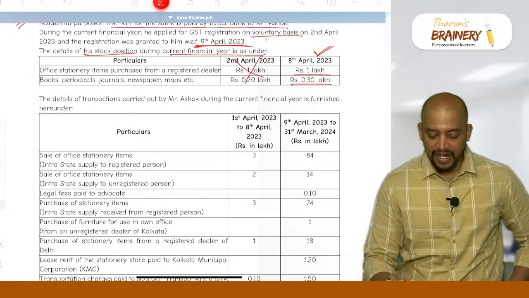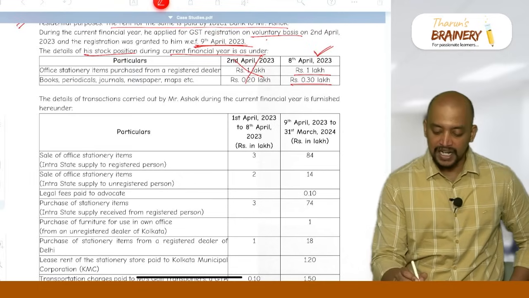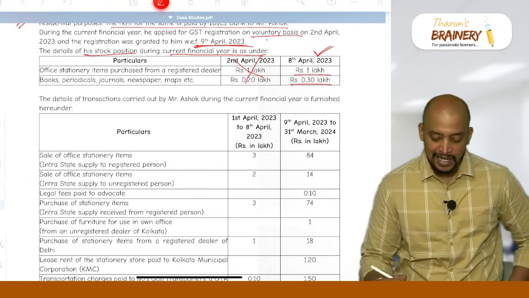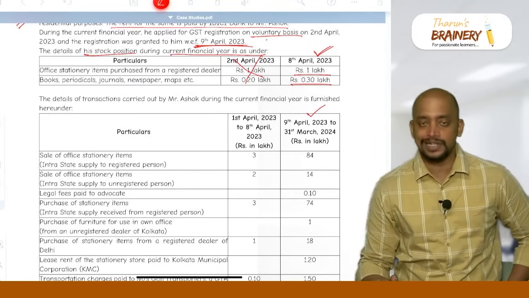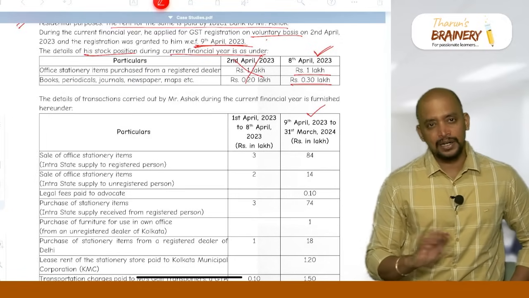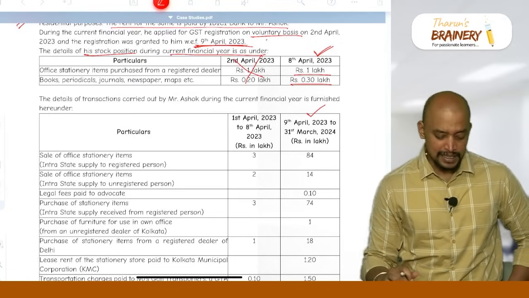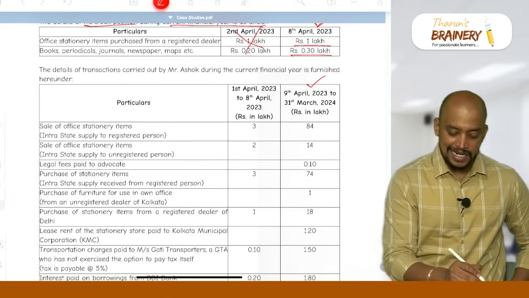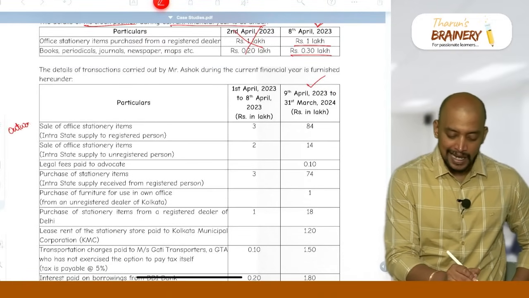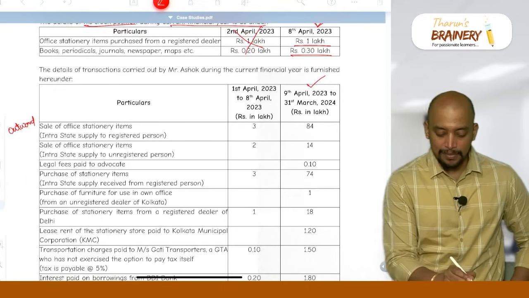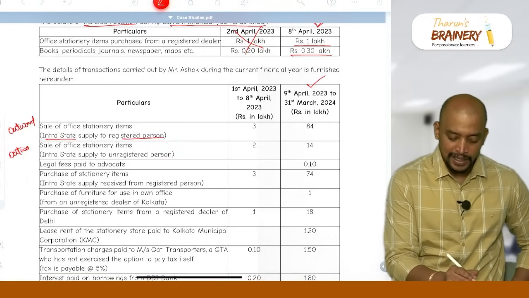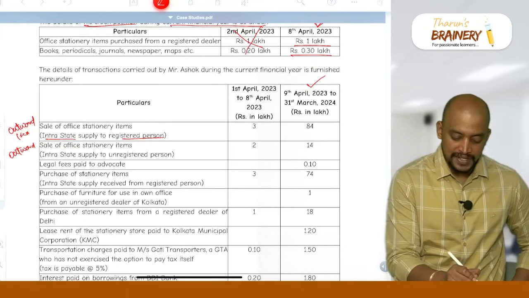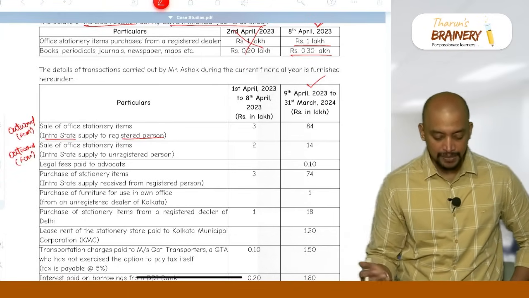The details of transactions carried out by Ashok during the current financial year are as furnished here. So, 9th April onwards only his outward supplies are chargeable to GST. Up to 9th April no GST on his outward supplies. Sale of office stationery, so it is an outward, and intra-state supply to registered person. Sale of office stationery outward, and it will come under FCM. Intra-state supply to unregistered person.